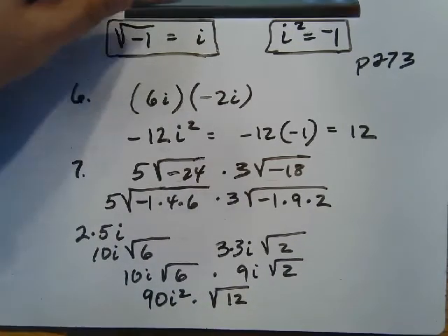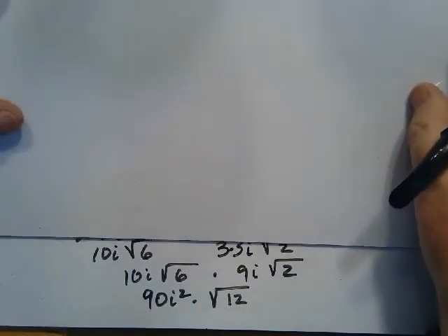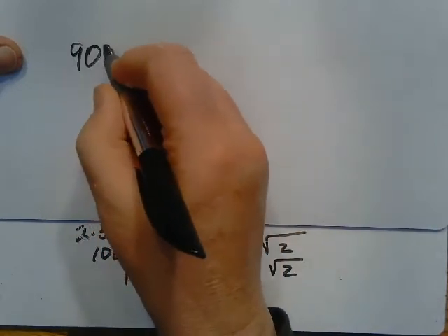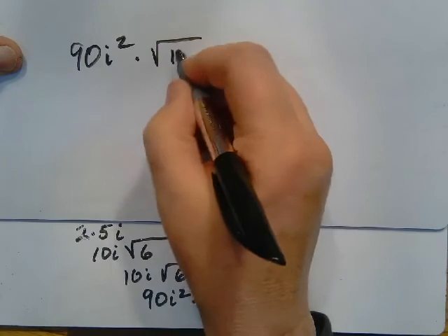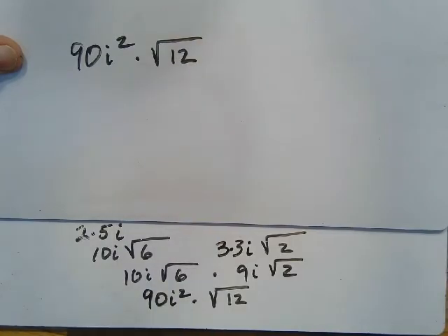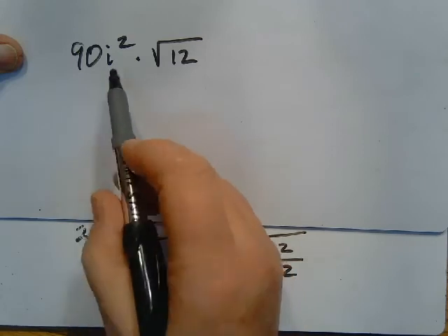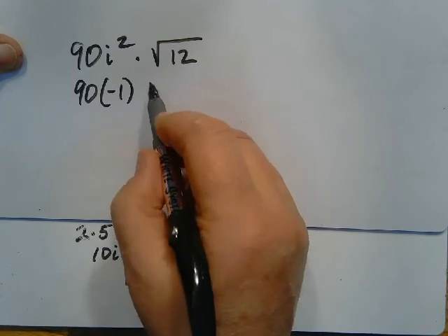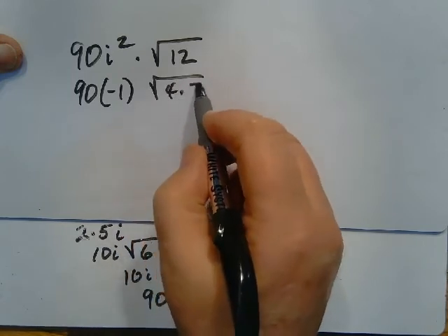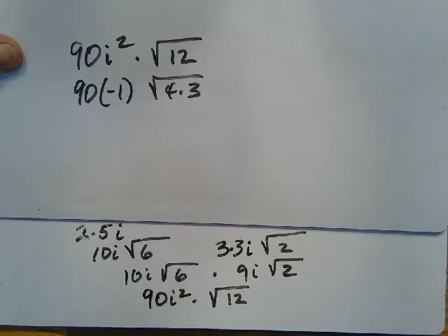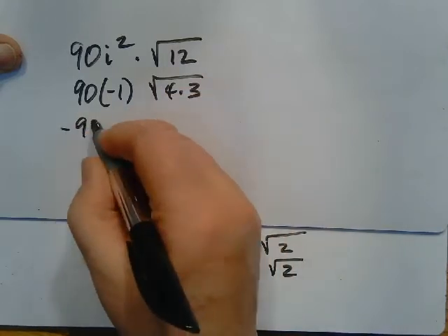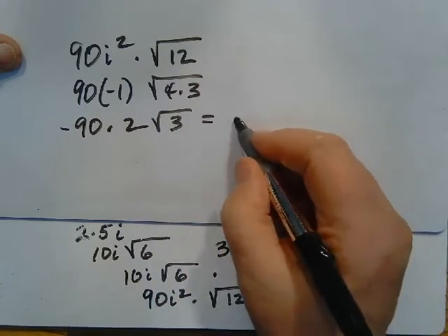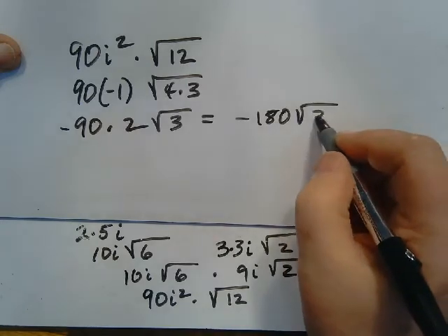Okay, let's move up just a little bit here. Actually, I'll probably just put it up at the top up here. I have 90i squared times the square root of 12. Well, there's two things I still need to do. Can you see what they are? Yeah, i squared is a negative 1. And in here, the square root of 12 actually has a 4 in it now. See that? There's a 4 in there. So we're going to take the square root of 4. I've got negative 90 times 2 root 3, or my final answer would be a negative 180 root 3.